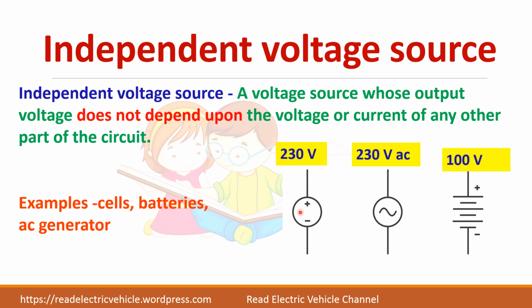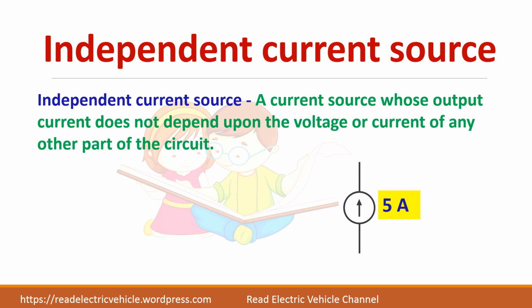Example, cells and batteries. Suppose I connect a DC motor here, it may draw 10 amps current. In that case also this voltage remains constant. So if it remains constant, we can call it an independent voltage source. Similarly, an independent current source is one whose output current does not depend upon any other parameter in the circuit.